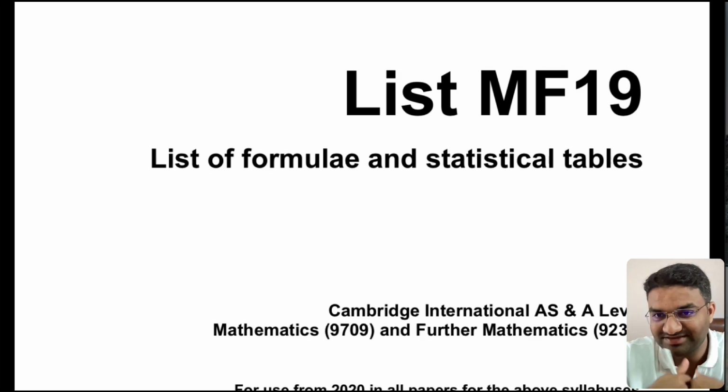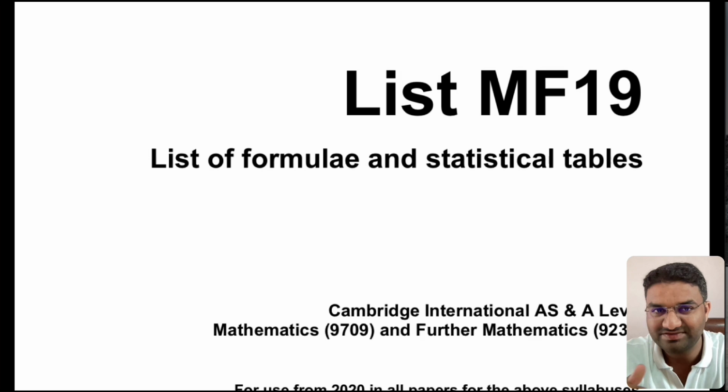So today's discussion is how to use the MF19 and what it basically is. It's basically a list of formulas and the statistical tables that we have in the MF19. It's one of the best tools, or cheat codes, for the AS and A-level students who are having mathematics or further mathematics as their subject.